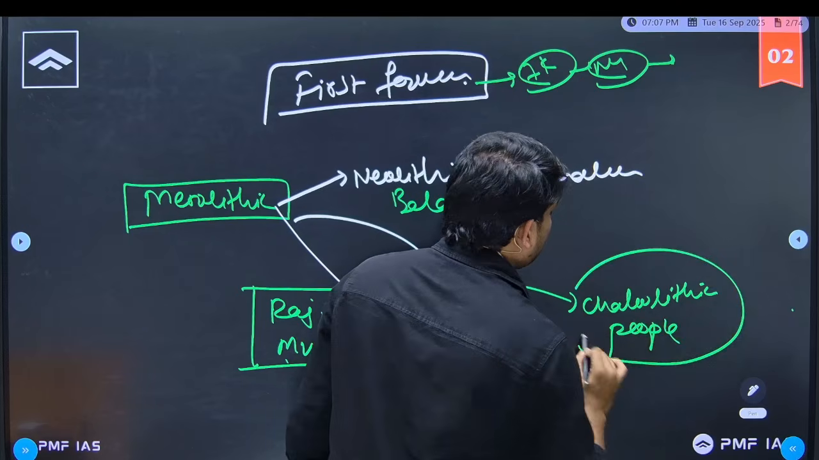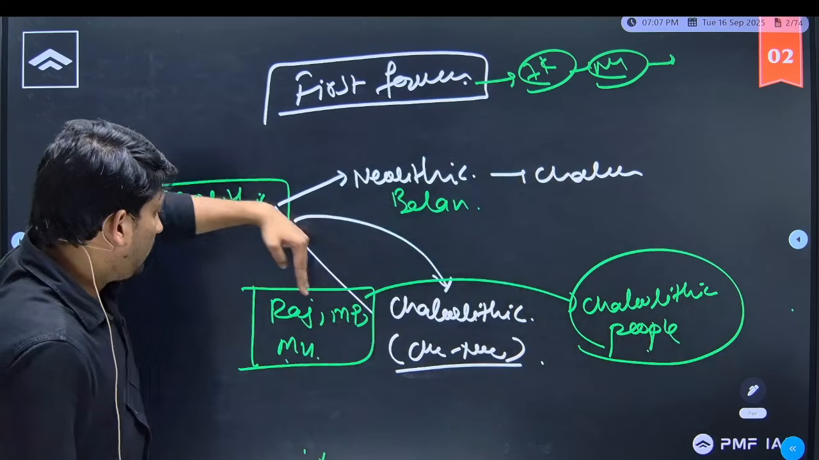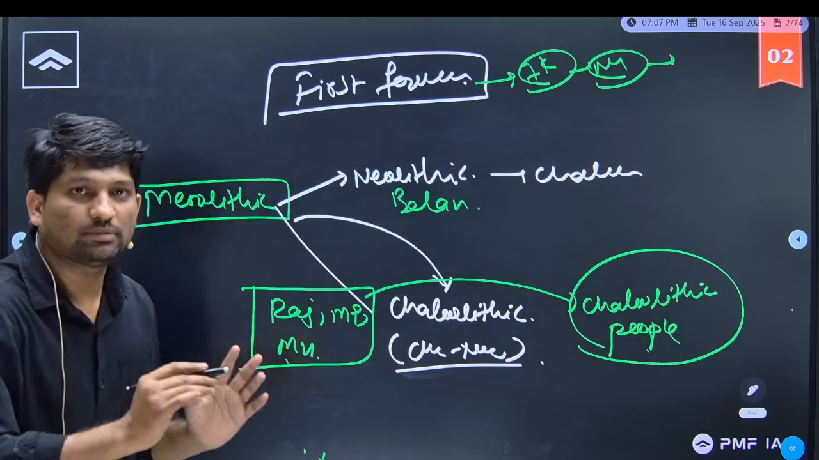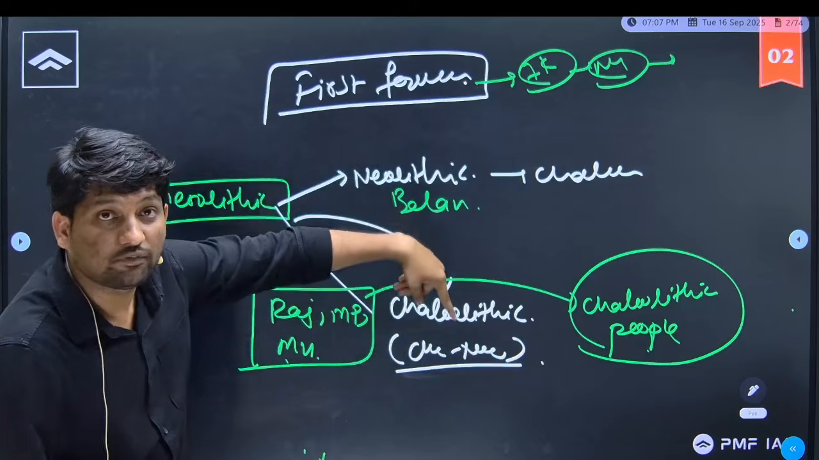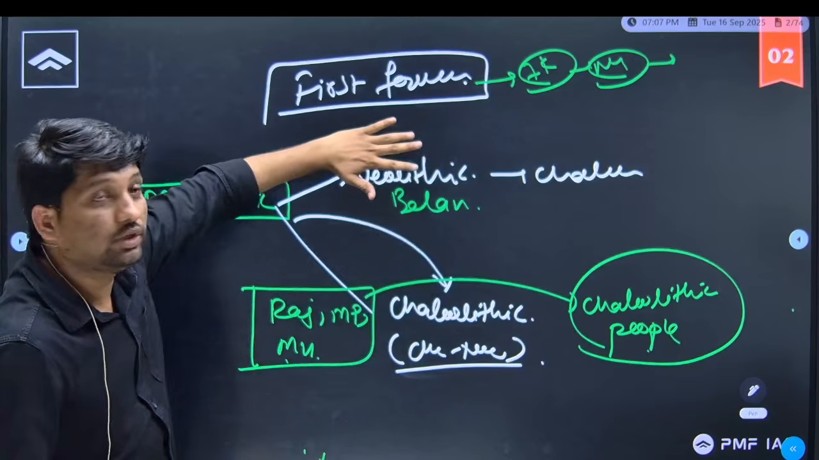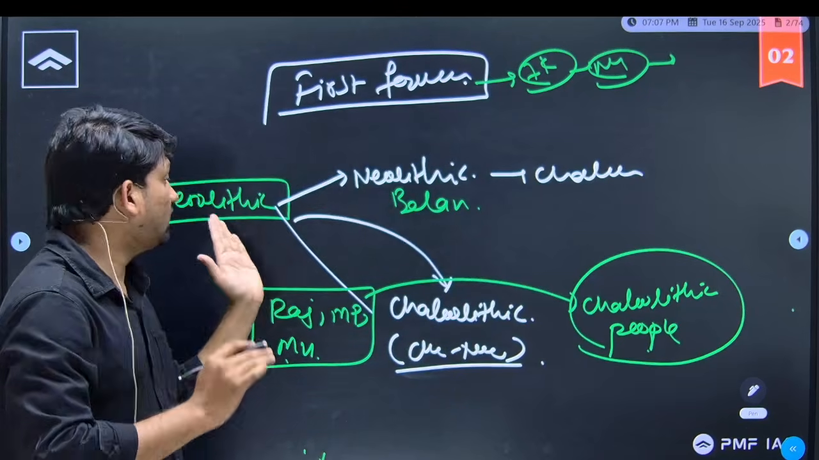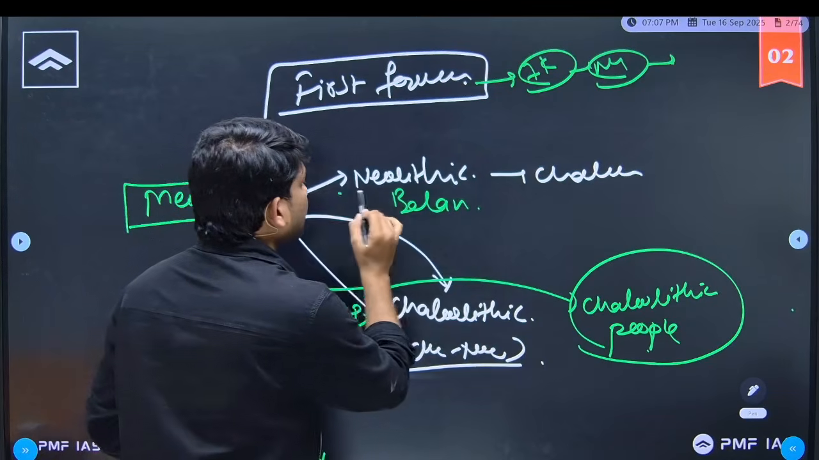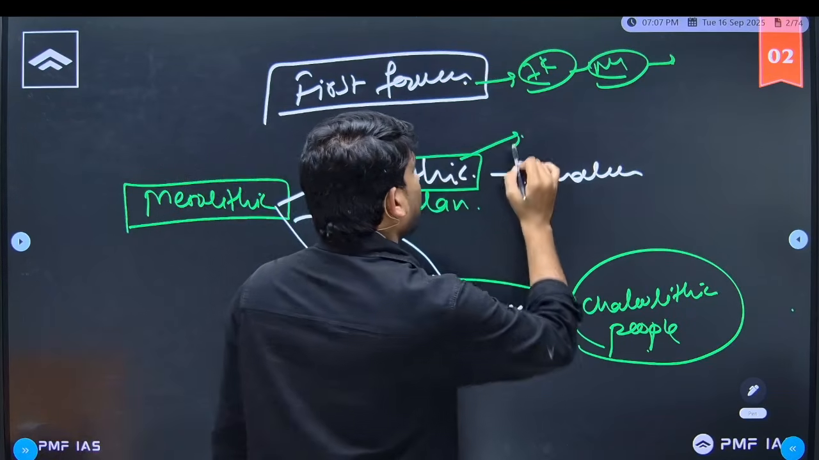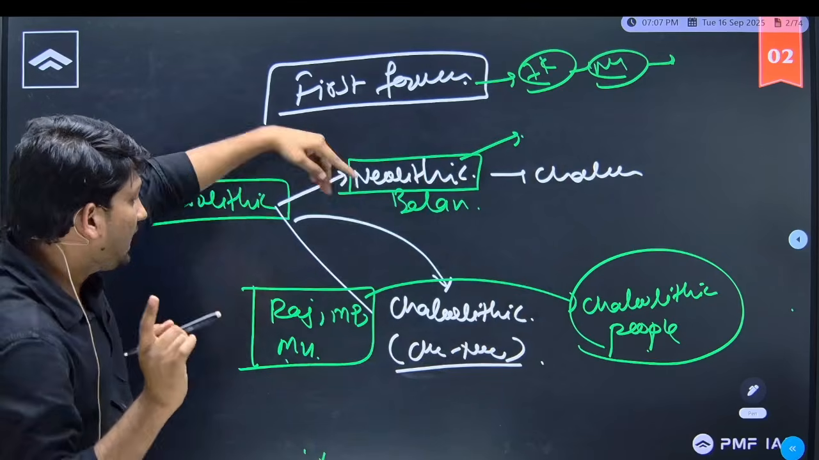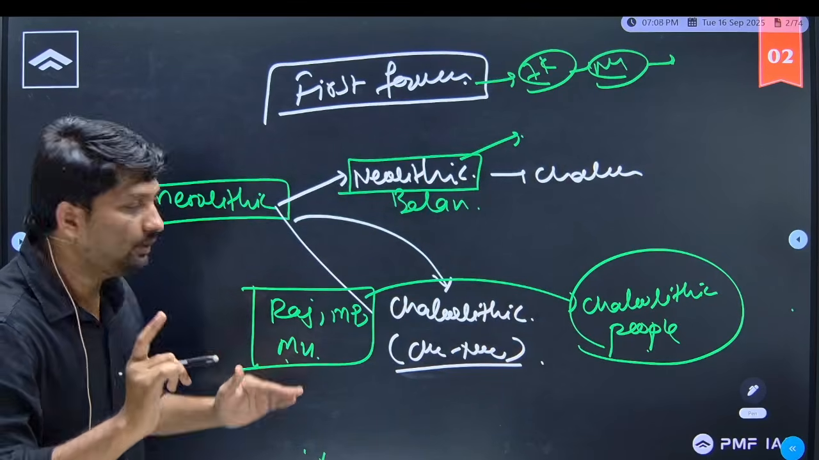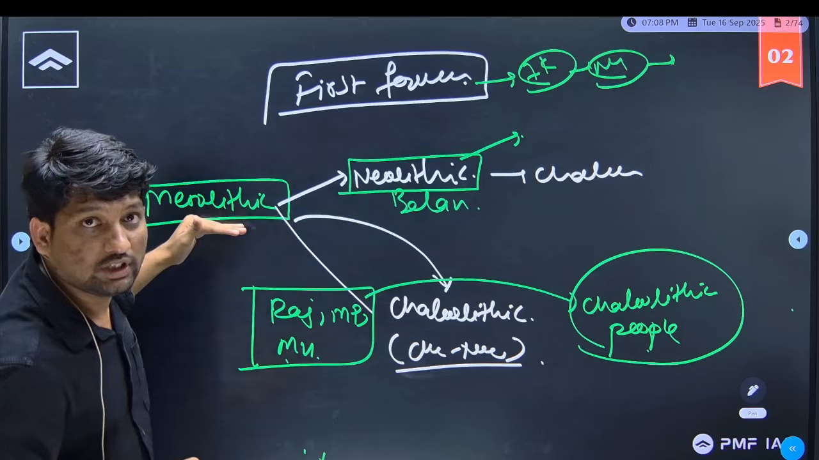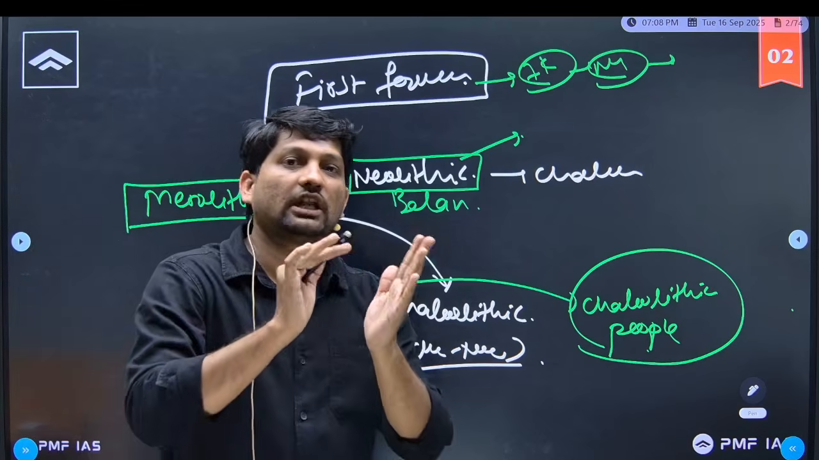Chalcolithic people of Rajasthan, MP, meaning Madhya Pradesh, and Maharashtra. Here you won't find a pure Neolithic phase directly. Whenever you find the Neolithic phase after the Mesolithic, you can definitely say that in the Belan Valley the first farmers were Neolithic people. But can you say the same thing for Rajasthan, Madhya Pradesh and Maharashtra? No, because here after the Mesolithic the Chalcolithic culture starts directly.